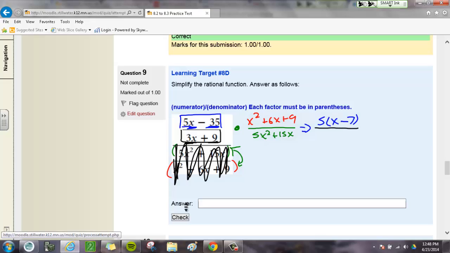I usually do. And then on the bottom, look at this. We've got a 3x and a 9, and a 3 is a factor of both of those. So I'm going to factor out a 3, and I'm left with an x, and I'm left with a 3, so plus 3. So that's the black section right there.